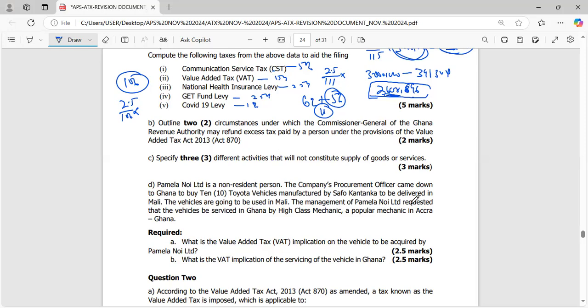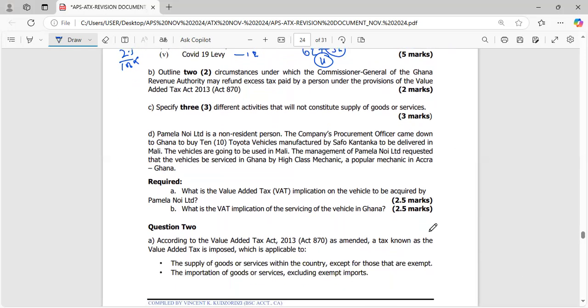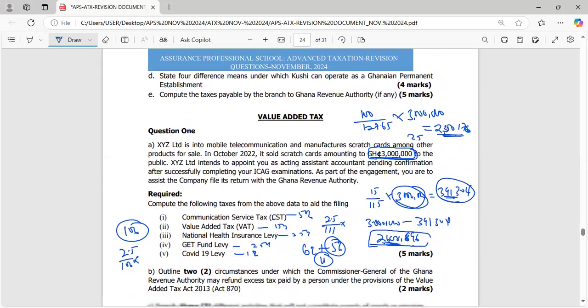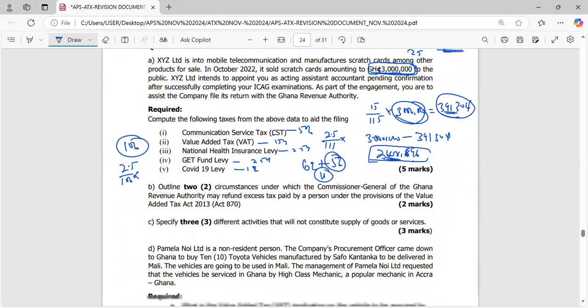All right. Outline 2 circumstances under which the GRA may refund excess tax paid by a person under the provisions of the value-added tax. So if you pay tax in excess, there are some conditions that if you satisfy them, the tax paid in excess will be refunded to you. What are some of those conditions? What are some of those circumstances?